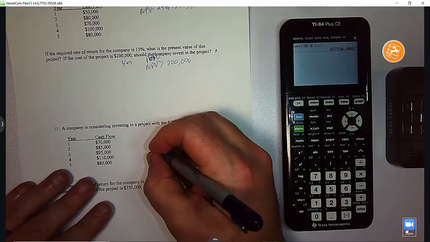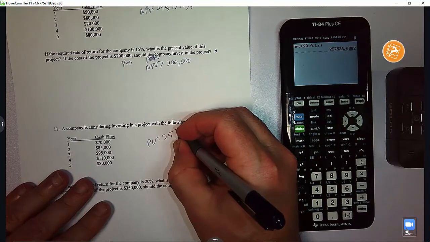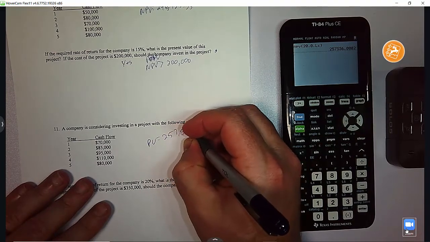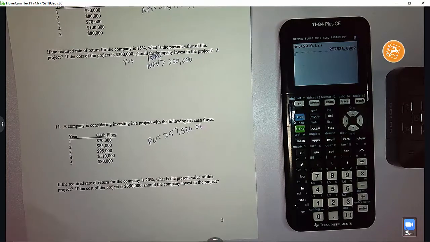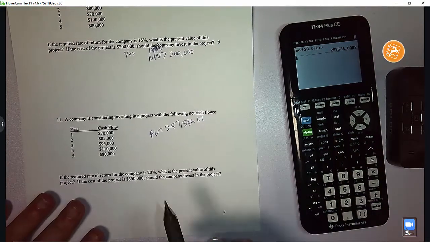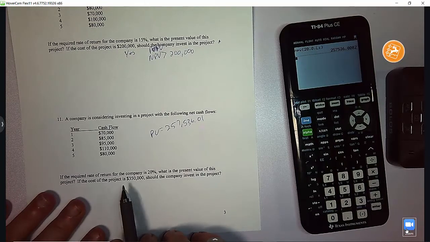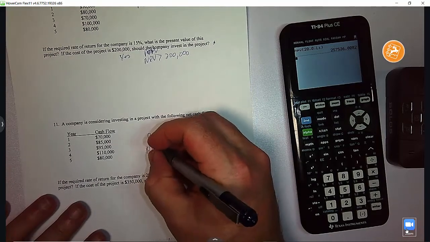So the present value of these cash flows is equal to 257,536 and 1 cent. So now what I'm going to do, I'm going to show you another way, and you're going to see this later on more. The cost of the project is $350,000. So I'm going to put this in my time 0 cash flow, and that will give me my NPV.